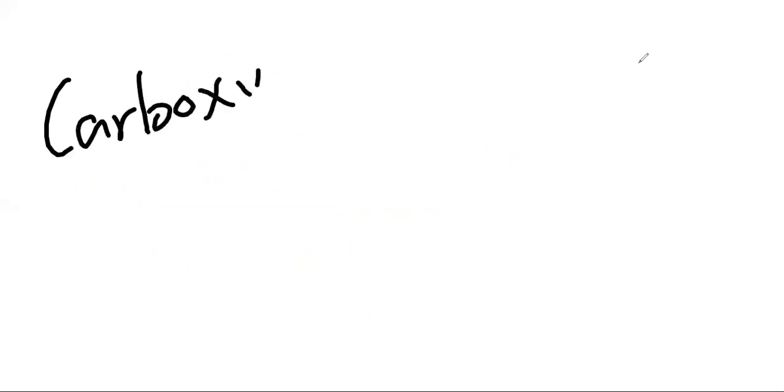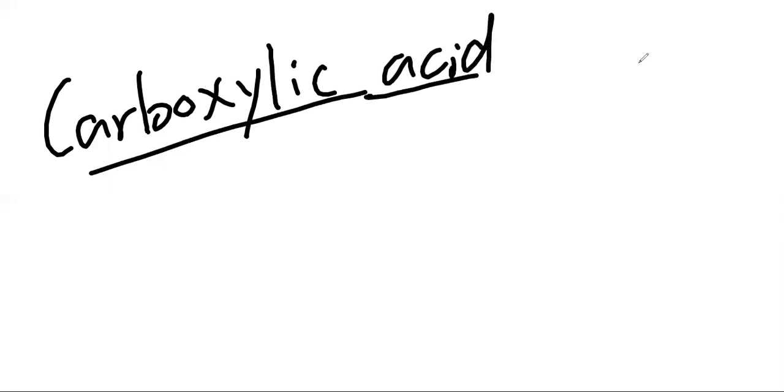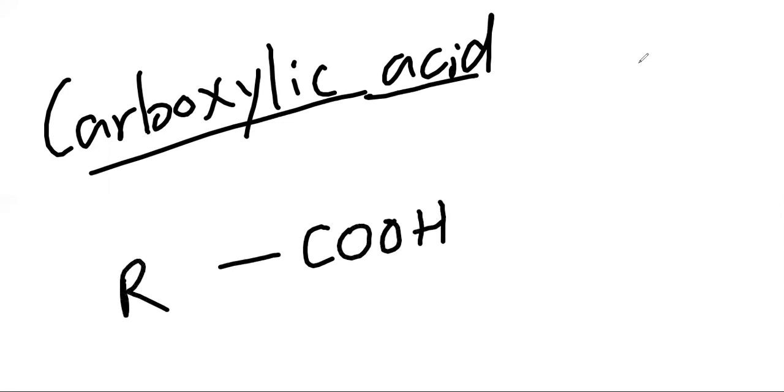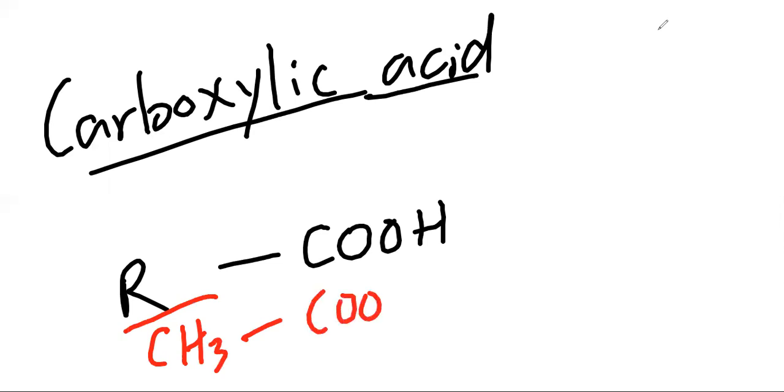The next functional group is carboxylic acid. COOH. This is a very well-known acid. If I add CH3 in place of the radical and COOH, which acid is this? Acetic acid. CH3COOH, acetic acid.